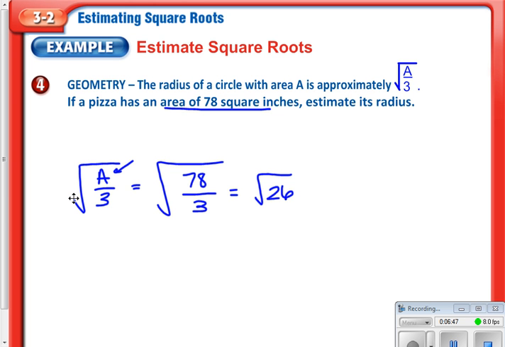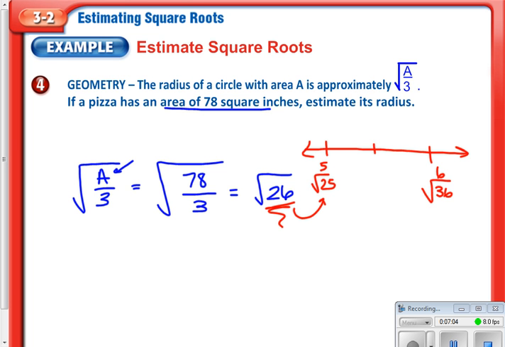Again, using our perfect squares, we had to estimate our radius here. The perfect square of 25 is 5, and the perfect square of 36 is 6. We could figure out that middle point. However, the square root of 26 is very close to that, somewhere in there. So the square root of 26, and again rounding to the nearest whole number, the square root of 26 is approximately 5 inches. Okay, and that's the radius that we found there.